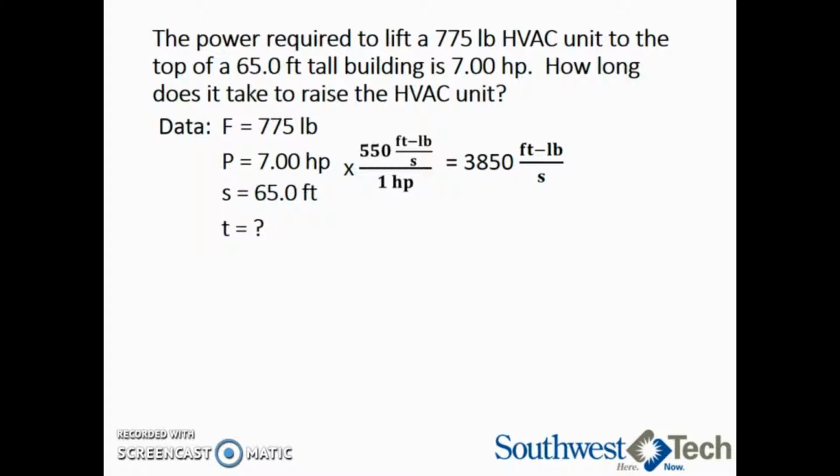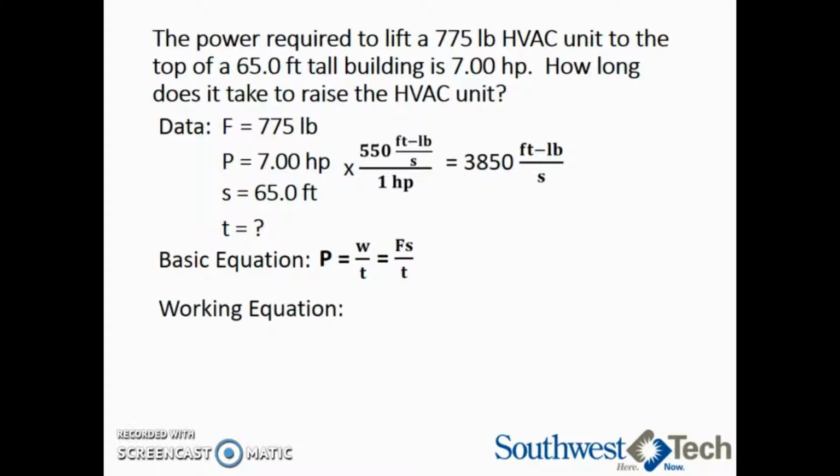We are trying to solve for time. The basic power equation we will use to solve for time is that power is equal to the work divided by the time. In this problem, we aren't specifically given the amount of work. However, we are told the force required and the distance this force is applied, so we can calculate the work by taking the force applied multiplied by the distance. To find our working equation, we need to write our original equation in terms of time. Therefore, time is equal to the force multiplied by the distance divided by the power.